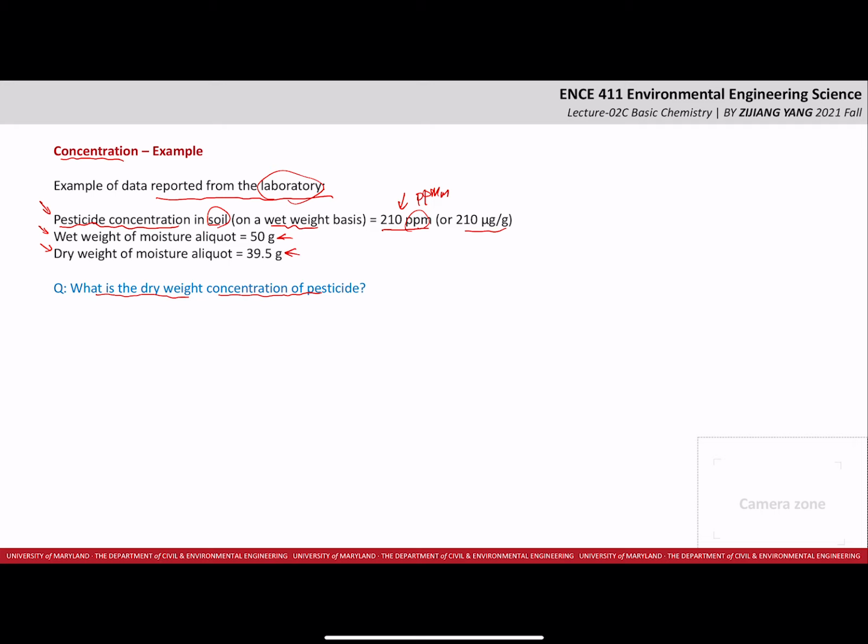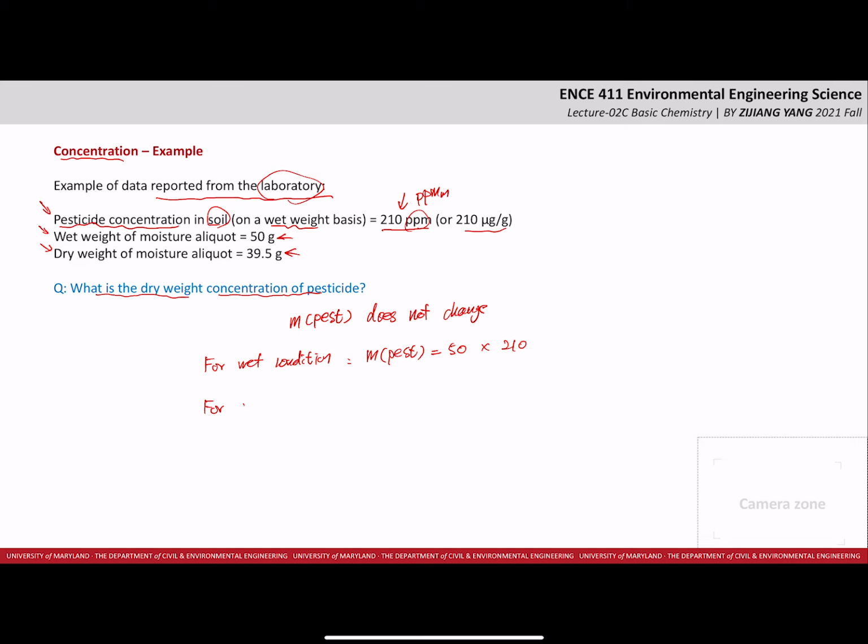So to answer this question, the key principle is that the mass of pesticide does not change between the wet weight and the dry weight. So first, for the wet condition, we know that the mass of pesticide equals the mass of the soil times the concentration of the pesticide.